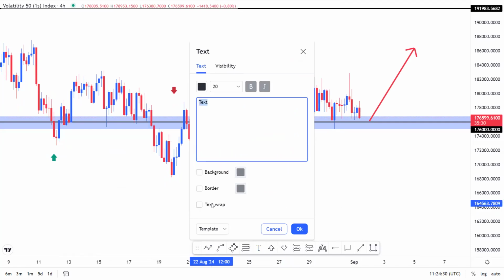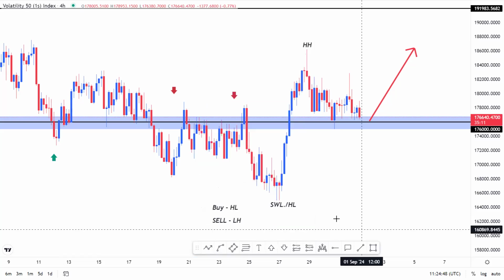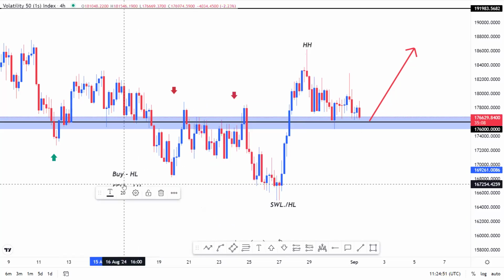I want to buy from a higher low. Now this, of course, means going down to the lower time frames where I get my executions. So I only want to buy from a higher low, and I only want to sell from a lower high. Buy from a higher low, sell from a lower high.